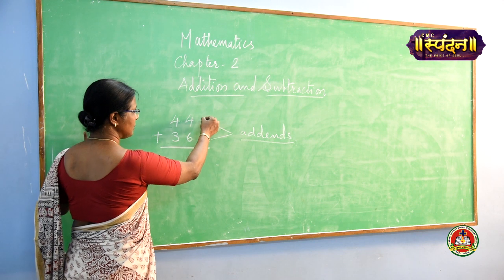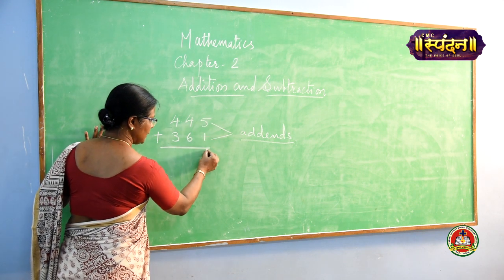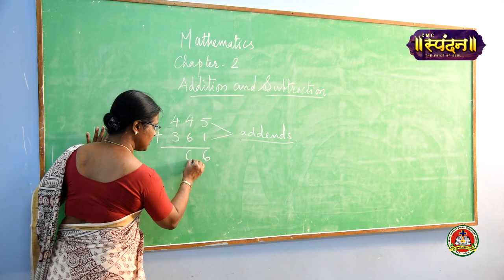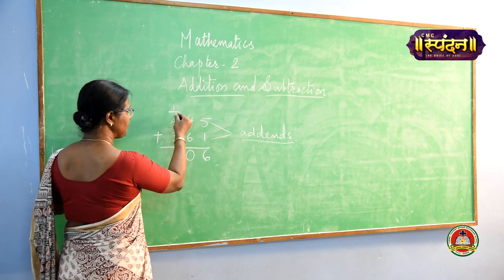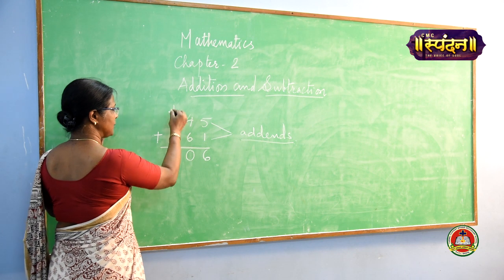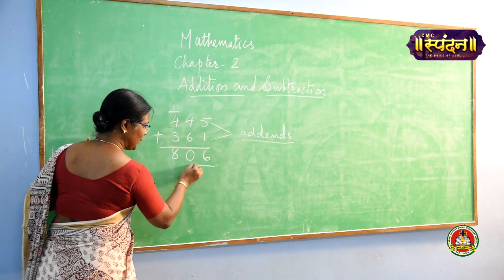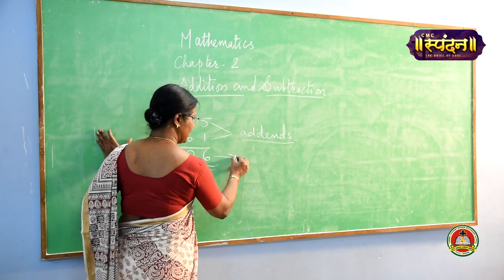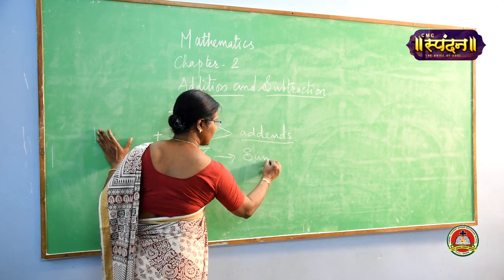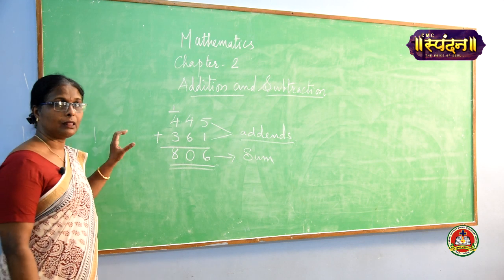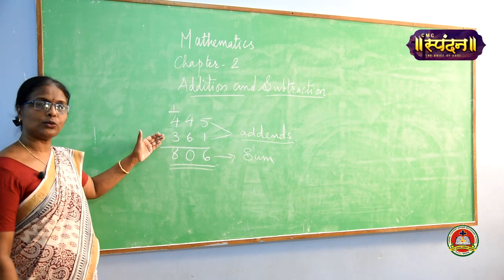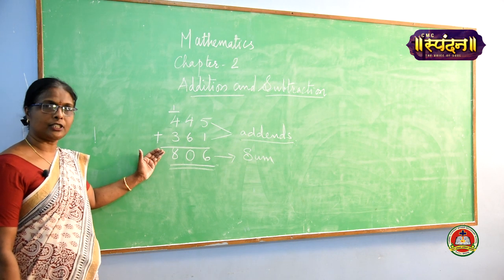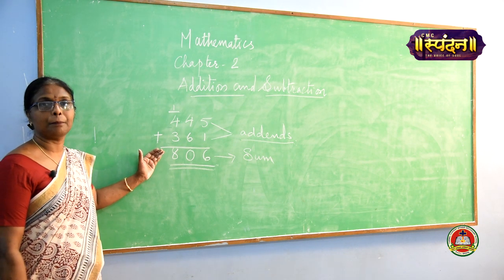Let's add these numbers. 1 plus 5 is 6, 4 plus 6 is 10. So we write here 0 and carry over 1 to the next number. 4 plus 3 is 7, 7 plus 1 is 8. So we get the answer 806, which is also called sum. So once again, the numbers which are added together are called addends, and the result obtained after addition is called sum.